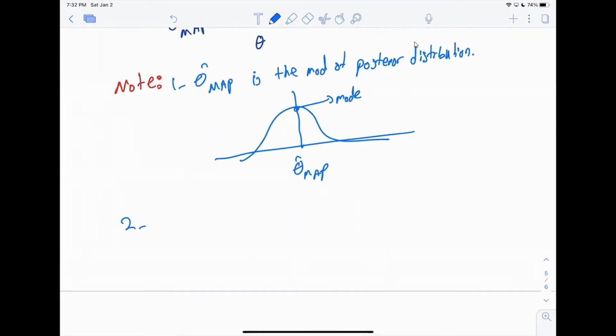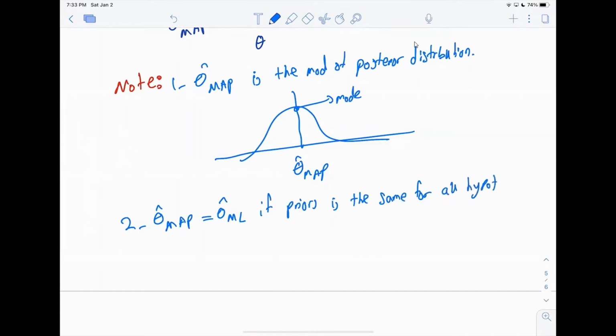Number 2: theta MAP is equal to theta ML if the prior is the same for all hypotheses, or P of theta is independent of theta. If this is constant, like a uniform distribution, if you have 4 hypotheses, each one has probability 1/4. It's uniformly distributed, so the theta MAP and theta ML collapse to each other.